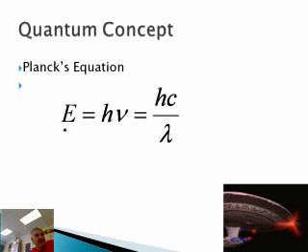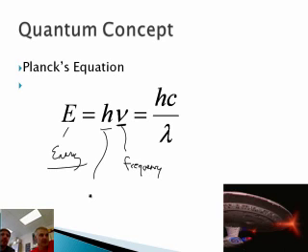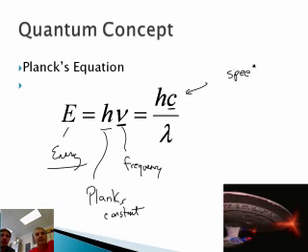E stands for energy. And this funny-looking V, I wish they'd called it an F, but that's frequency. It's actually the Greek letter nu. It looks like a funny-looking V. H is called Planck's constant. This was Planck's equation, Max Planck. I'll tell you what that is in a minute. And then C is the speed of light. And another Greek symbol is lambda, which is the wavelength.